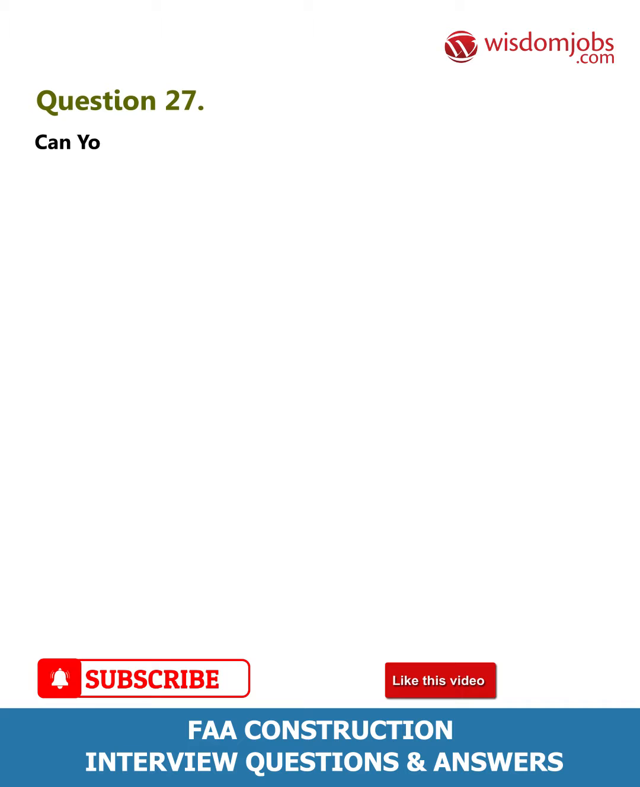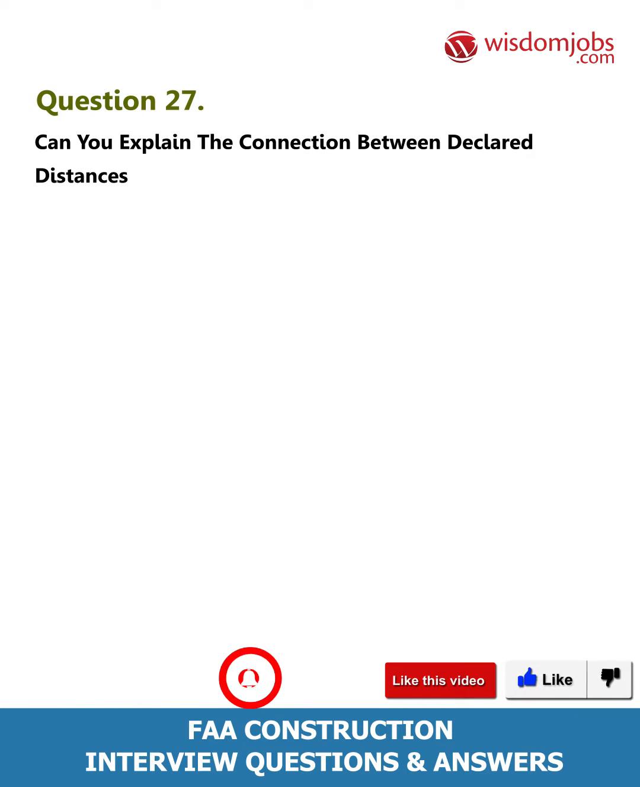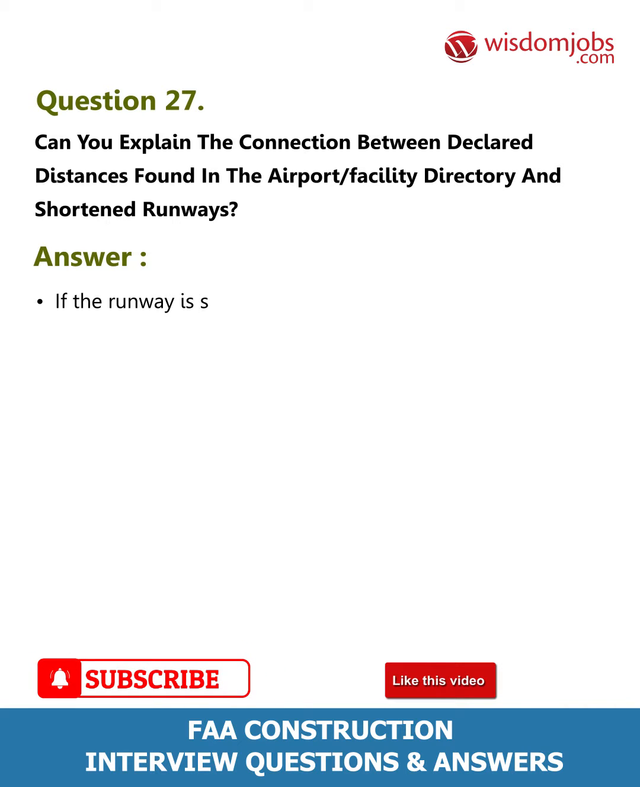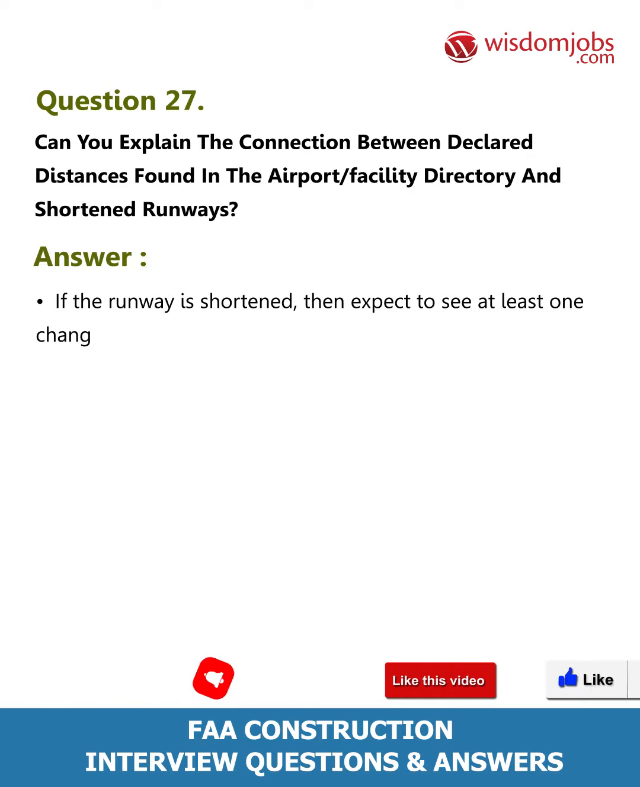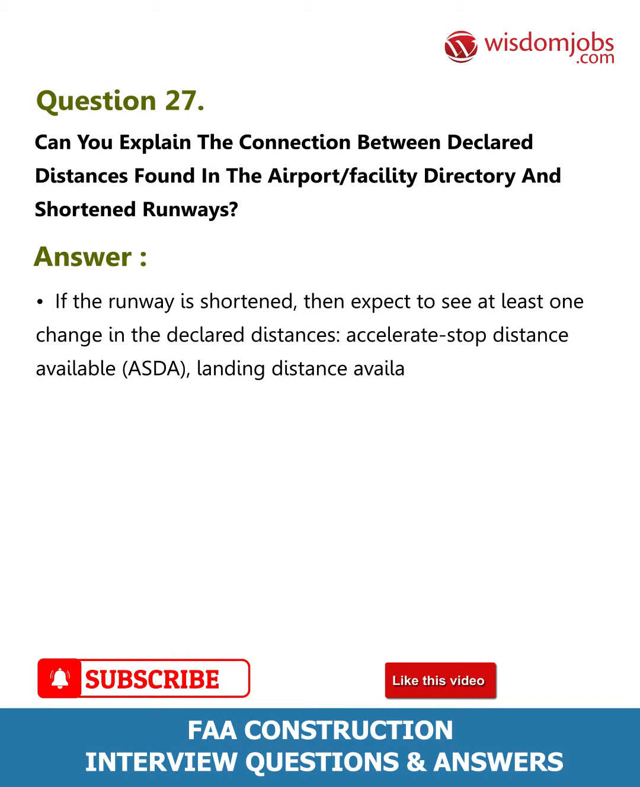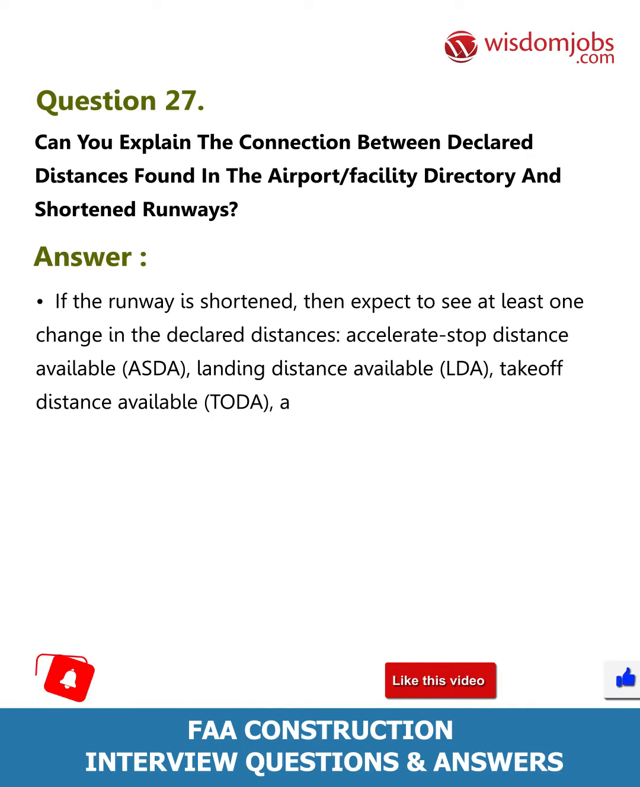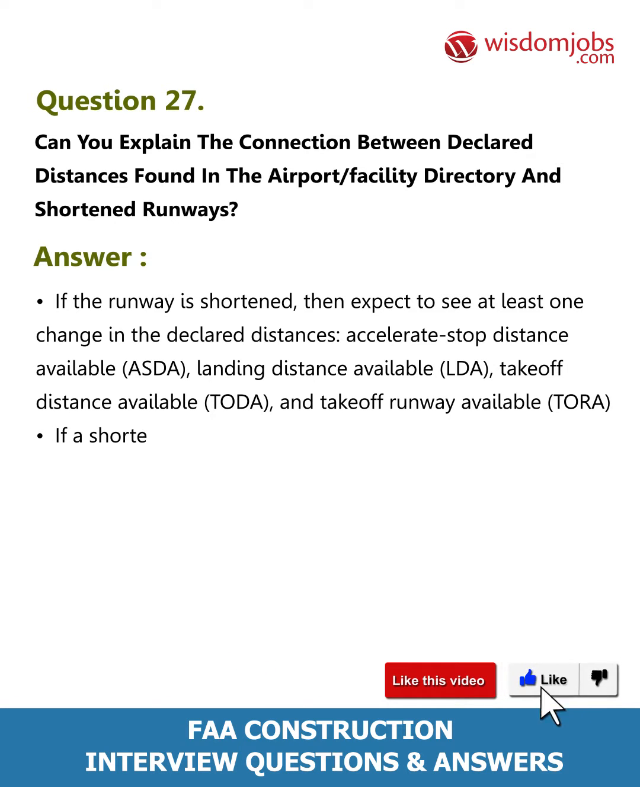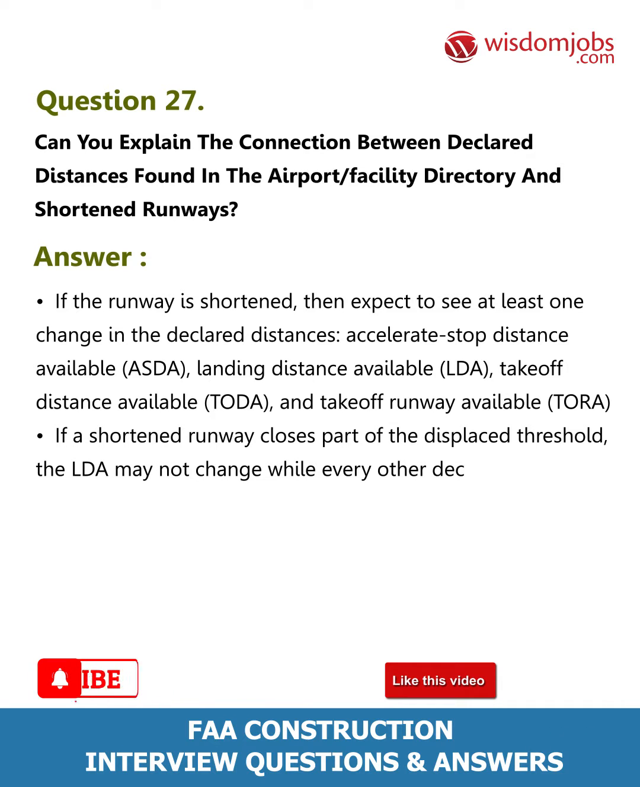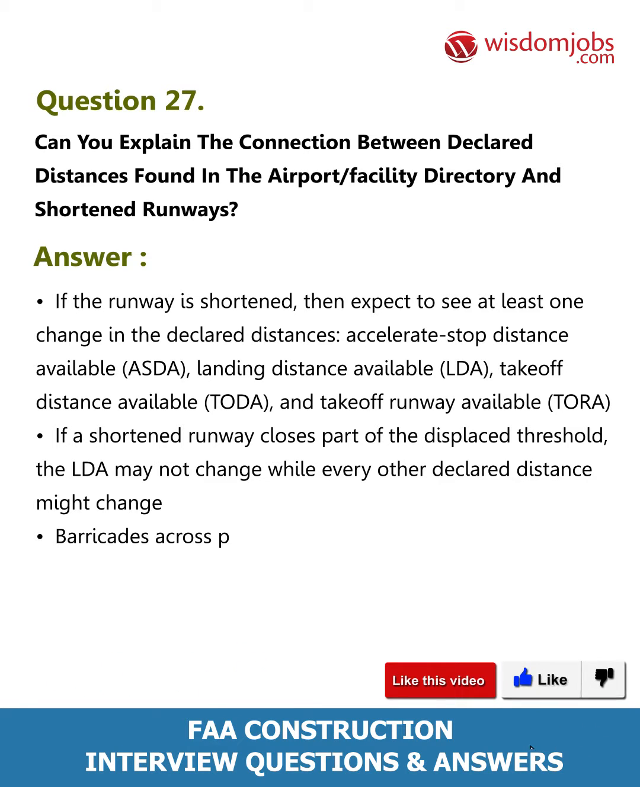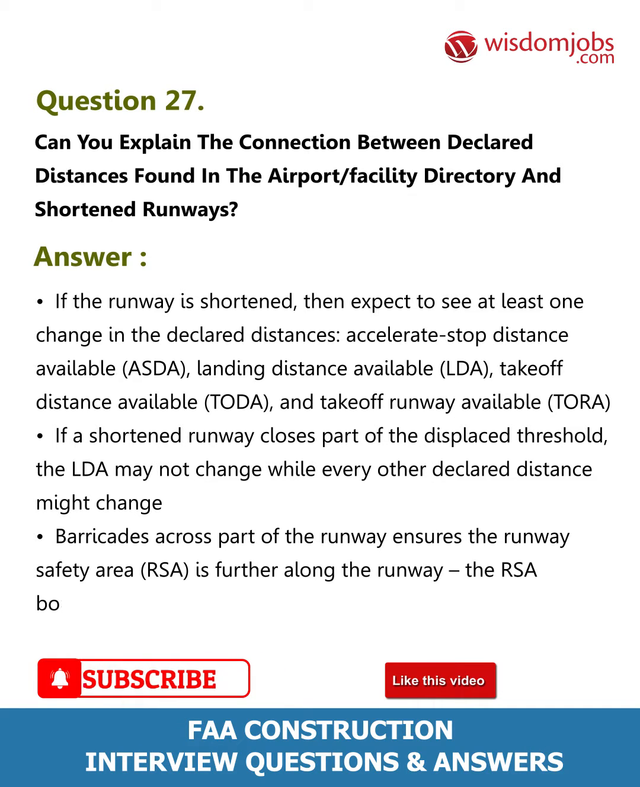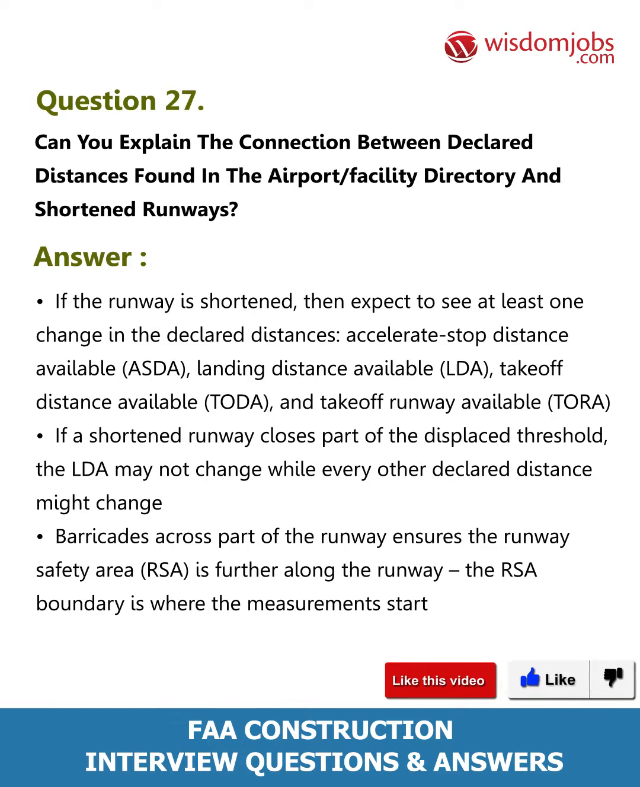Question 27. Can you explain the connection between declared distances found in the airport/facility directory and shortened runways? Answer. If the runway is shortened, then expect to see at least one change in the declared distances: accelerate stop distance available, ASDA, landing distance available, LDA, takeoff distance available, TODA, and takeoff runway available, TORA. If a shortened runway closes part of the displaced threshold, the LDA may not change while every other declared distance might change. Barricades across part of the runway ensures the runway safety area (RSA) is further along the runway. The RSA boundary is where the measurements start.